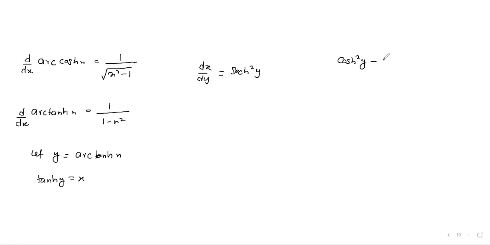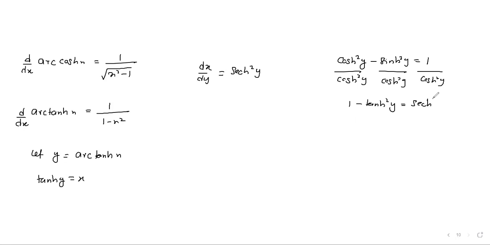cos squared y minus sin squared y equals 1. So if I divide each and every term by cos squared y, what do you get? This turns into 1 minus tan squared y equals sec squared y. Similarly, 1 minus tan squared y equals sec squared y. So instead of sec squared y, I can write 1 minus tan squared y. That is dx by dy, right?